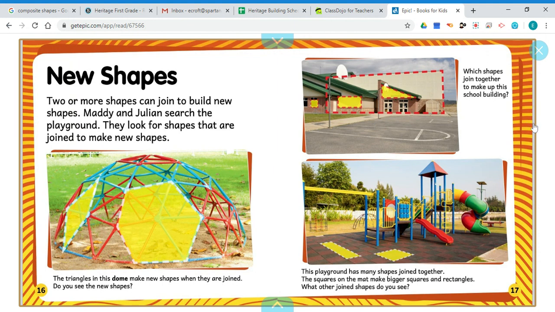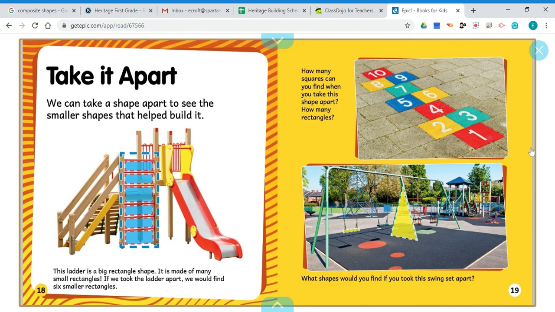Shapes all around us. We can take a shape apart to see the smaller shapes that help build it. A ladder is a big rectangle shape, but it's made of smaller rectangles. And if we took the ladder apart, we would find 6 smaller rectangles. How many squares can you find when you take this shape apart? Our hopscotch, we have a hopscotch board on our playground too.